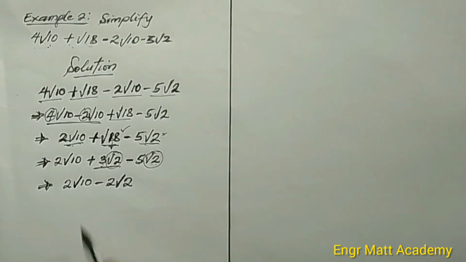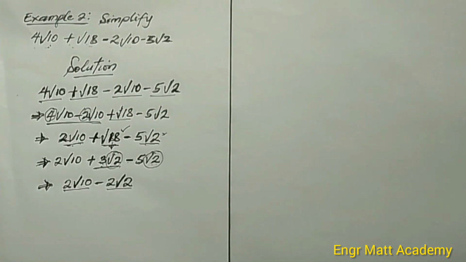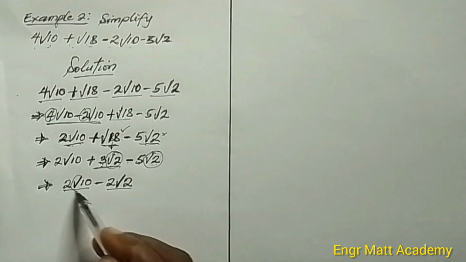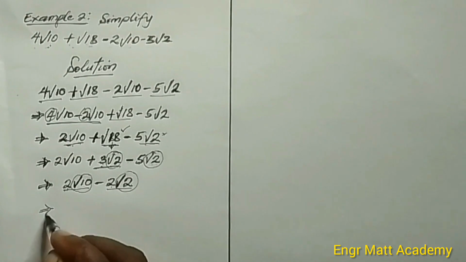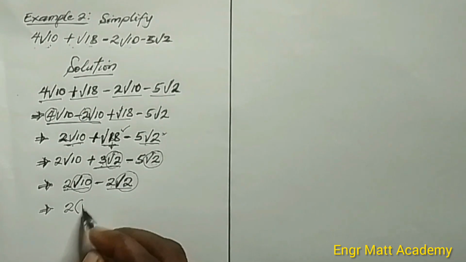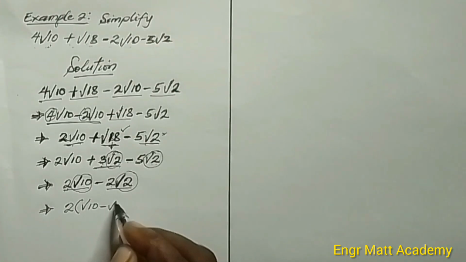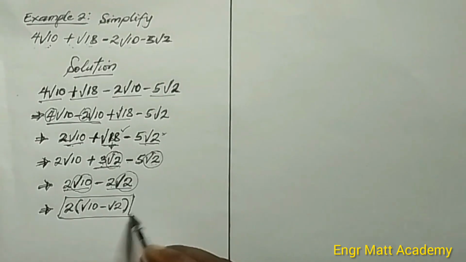Now we are left with 2 root 10 and 2 root 2. Are these like surds or unlike surds? They are unlike surds because we have root 10 and root 2. Therefore, we cannot simplify further. But the coefficient here is 2 and the coefficient here is 2. That means we can factorize and say 2 into root 10 minus root 2. This becomes the final answer.